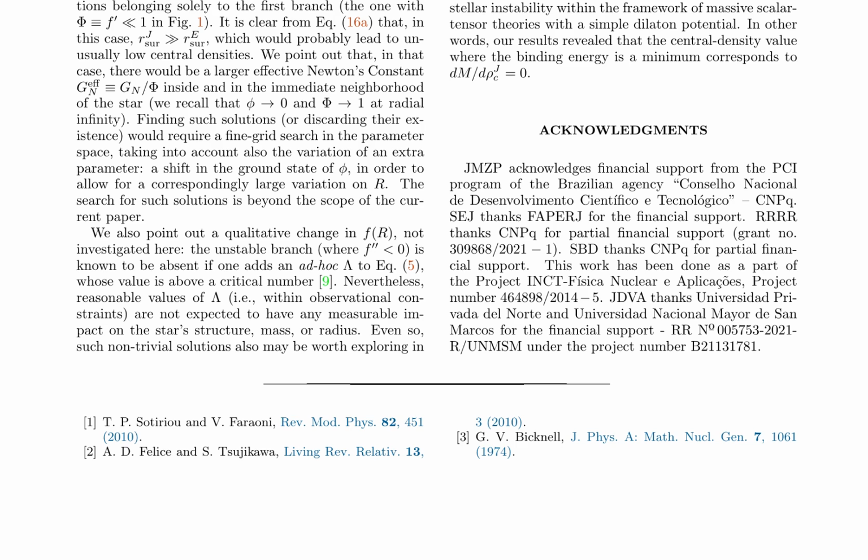For the adopted values of omega, the authors find that the maximum mass on the m, ρc curve increases with the decrease of the mass of the scalar field m_phi, while the radius and mass decrease in the low central density branch. A cusp is formed when the gravitational binding energy is plotted as a function of the proper mass, indicating stellar instability within the framework of massive scalar tensor theories with a simple dilaton potential.